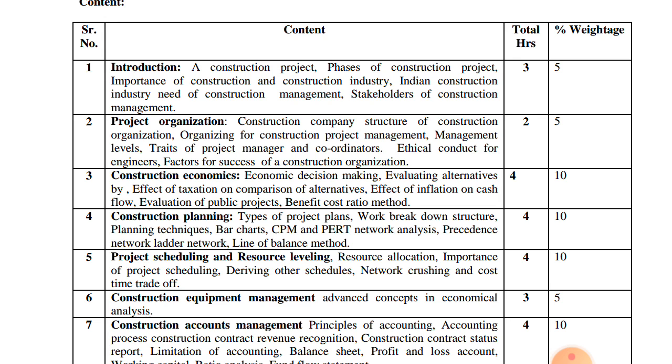Next is the sixth chapter. Chapter number 6 is construction equipment management. There are different types of equipment available in the market, and all the equipment are not purchased by a single company, but in this equipment management we hire the equipment and we purchase the equipment. Both the differences are given in this chapter.